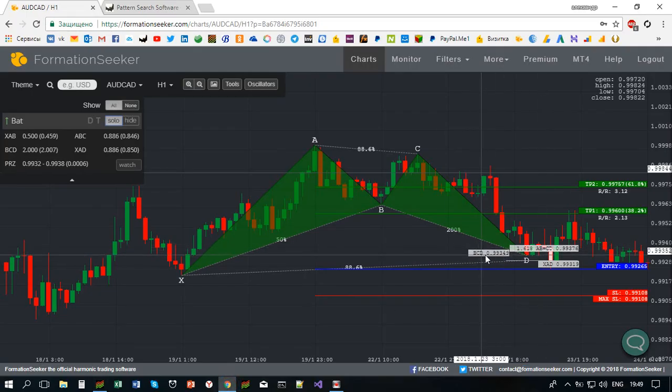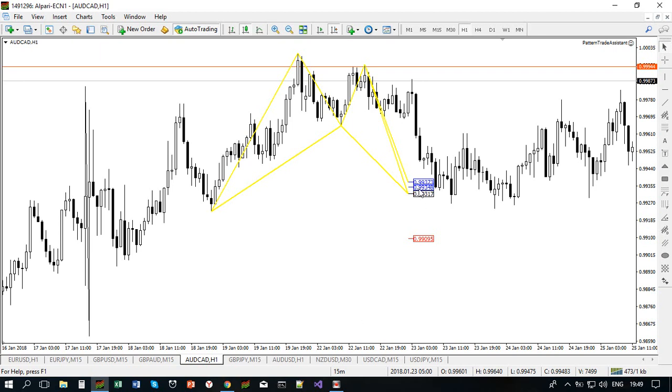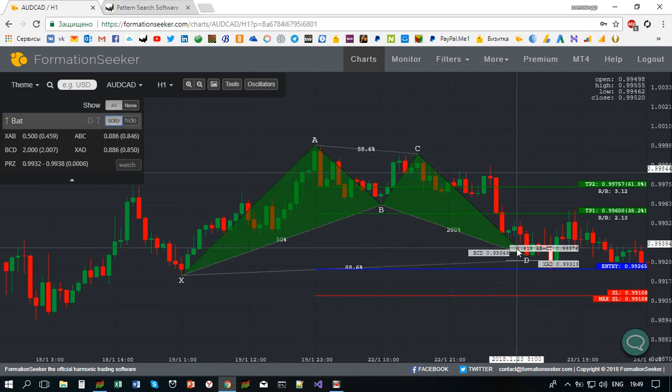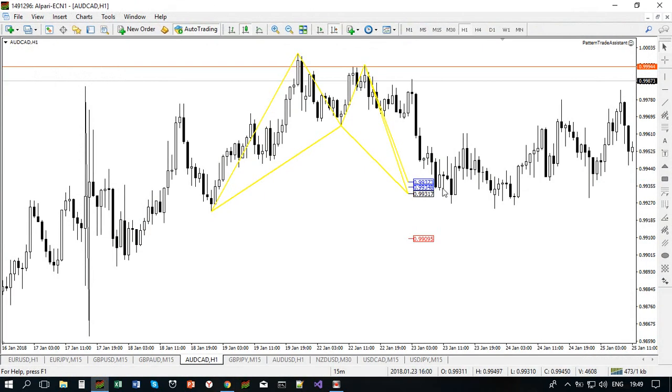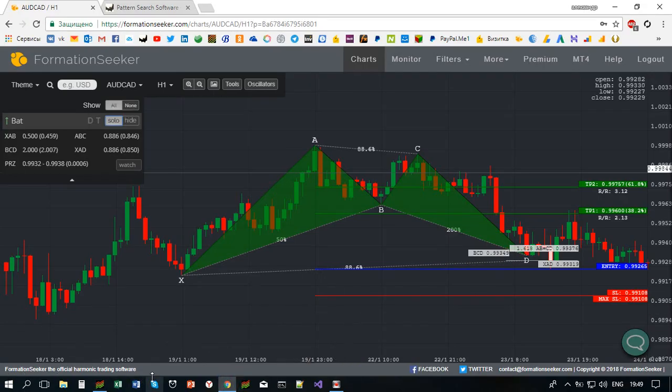Okay, the second level, BC to D, the BC inversion, is 99.349. My second level is 99.348. 1 decimal of pip difference. You see, actually it is the same level. You may be sure it is the same level. And the last level is the 161.8 A to B measurement. It is 99.376. Mine is 99.37, so 3 decimals of difference. So the pattern is exactly the same as that drawn by Formation Seeker.